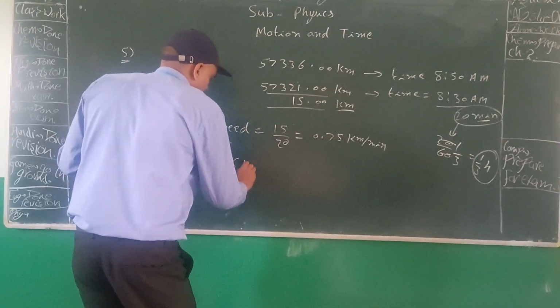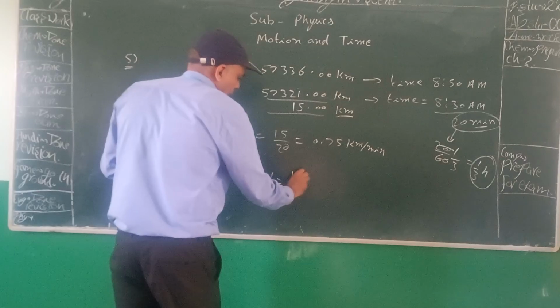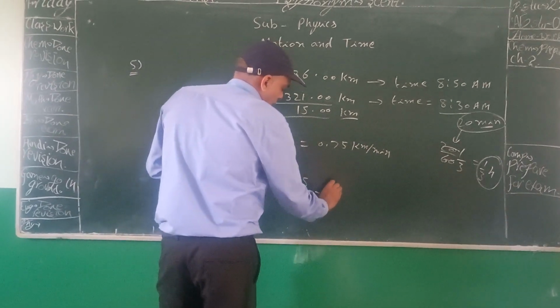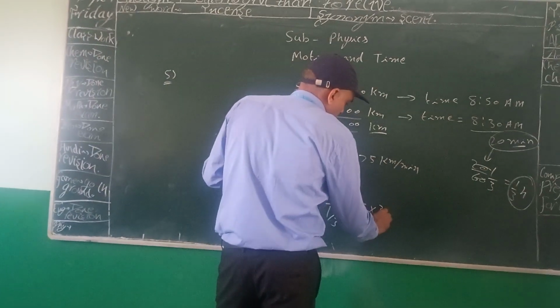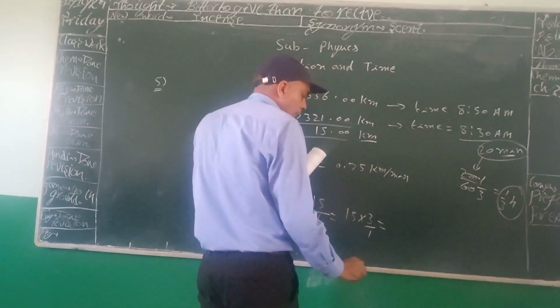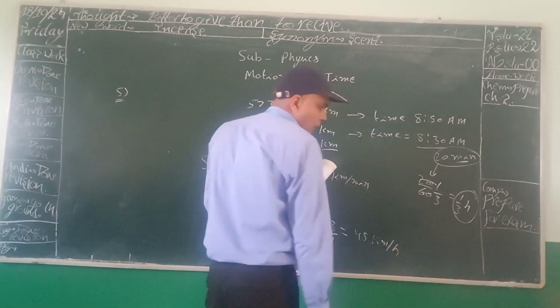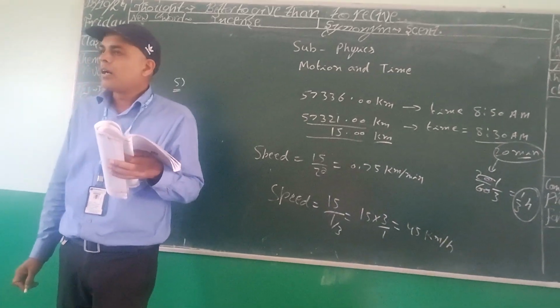Now you have to calculate the speed again. Distance is 15, time is 1 by 3. Now 1 by 3 becomes reciprocal, 3 by 1. It comes out to be 45 kilometer per hour. Understood?